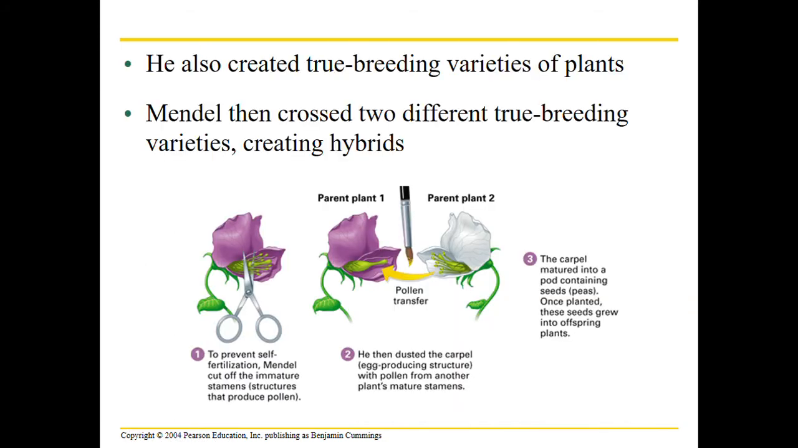He also created true breeding varieties, which means they only had one trait. So if they were purple flowers, both versions of their chromosome were purple flowers. He bred those together, and he could see that offspring were all purple. Therefore, he knew that they had to be true purple. And then he would do the same thing with white to make true white. He'd breed the white flowers together so that all the offspring were white, and he'd know that's true white.